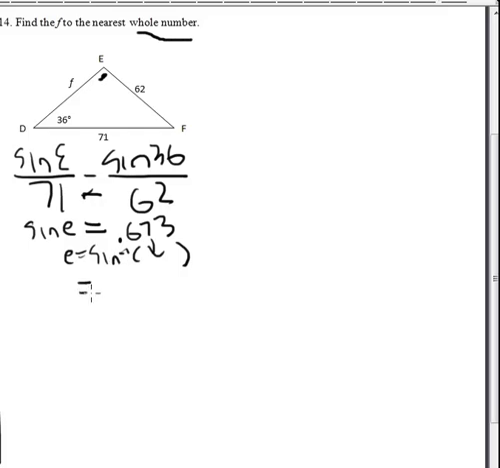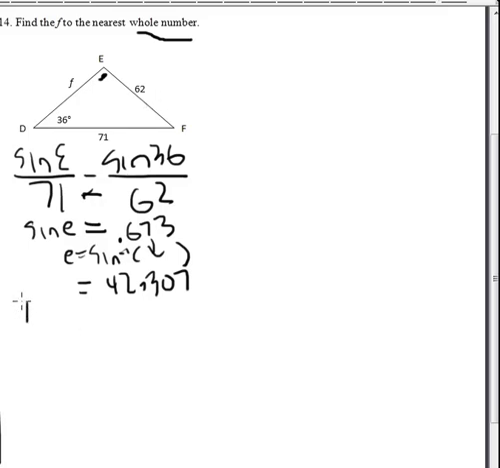And when you do this, you end up finding out that E is approximately 42.307 degrees. We're not going to round it yet because we're not done yet. Okay, so now we know how large E is. We can use 42.307 to figure out how large F is. F is going to be 180 minus 36 minus 42.307 degrees. That's how many degrees are left for F, right?